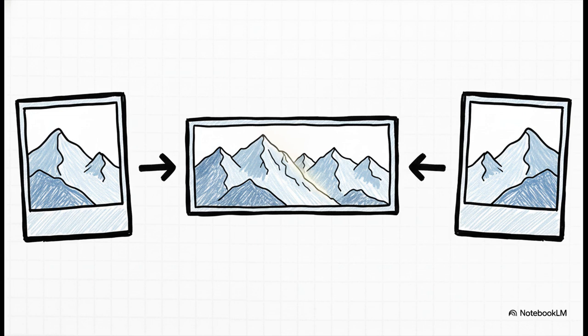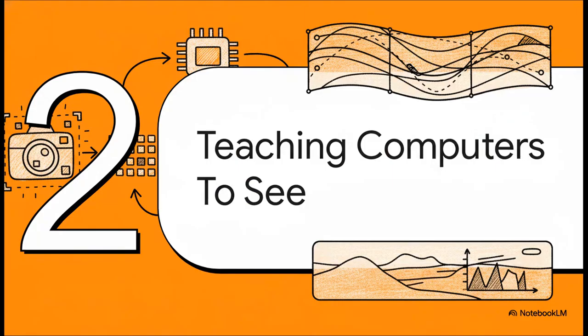So here's the mission. We have a left image and we have a right image. They were taken from slightly different angles. The computer's entire job is to figure out exactly how to smush these together so the final result is totally seamless.